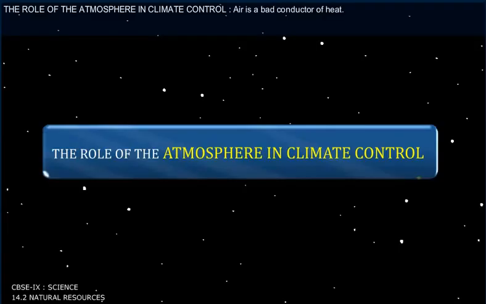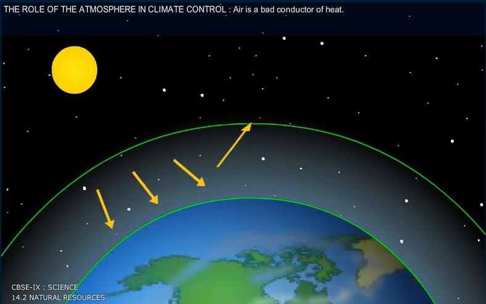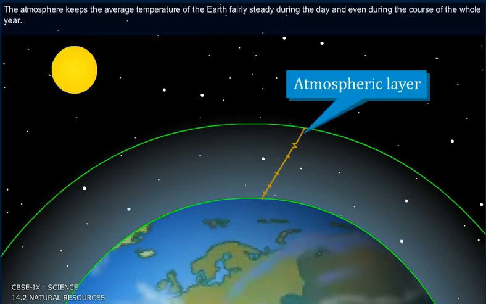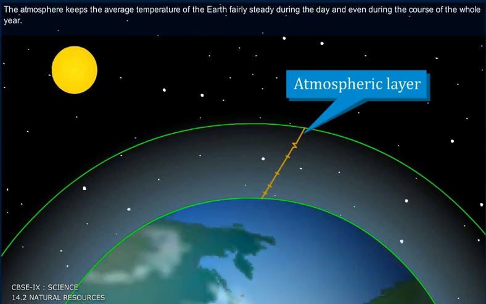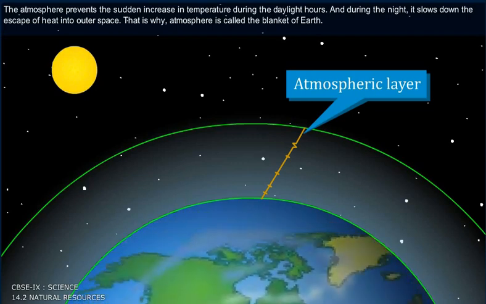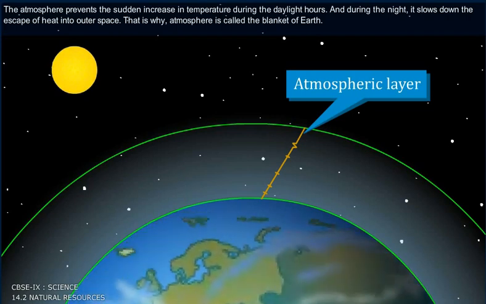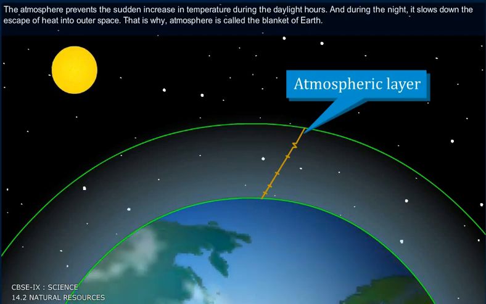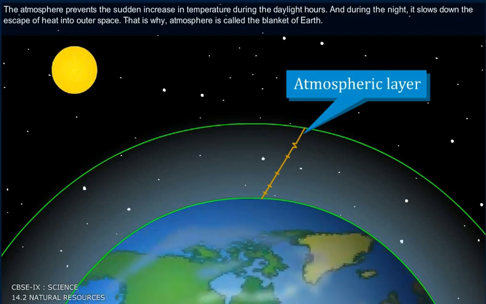The role of the atmosphere in climate control. Air is a bad conductor of heat. The atmosphere keeps the average temperature of the Earth fairly steady during the day and even during the course of the whole year. The atmosphere prevents a sudden increase in temperature during the daylight hours and during the night. It slows down the escape of heat into outer space. That is why the atmosphere is called the blanket of the Earth.